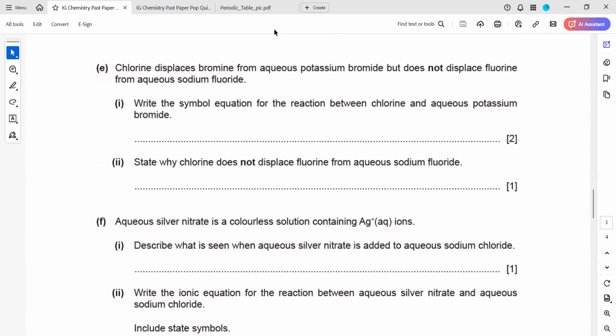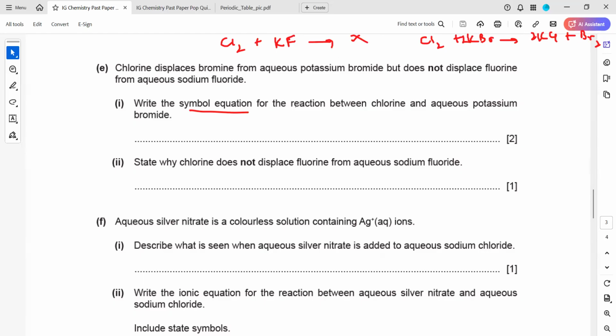Chlorine displaces bromine from aqueous potassium bromide, but does not displace fluorine from aqueous potassium fluoride. So if we have potassium fluoride and we react it with chlorine, we observe there is no reaction. But if we react chlorine with potassium bromide, we observe that displacement occurs and it forms potassium chloride plus bromine.